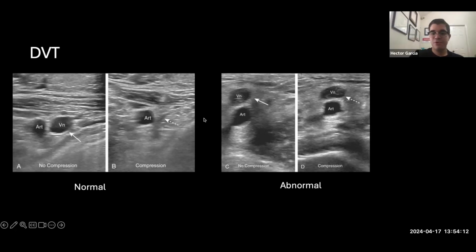Now, how is this important for a DVT? Well, in this image on the right, we have a thrombus. Here we have no compression on the left. And then when you try to compress it, the vein still does not compress. And we can see here this hypoechoic area at the top of the vessel. This indicates a thrombus, and it is abnormal, a DVT.